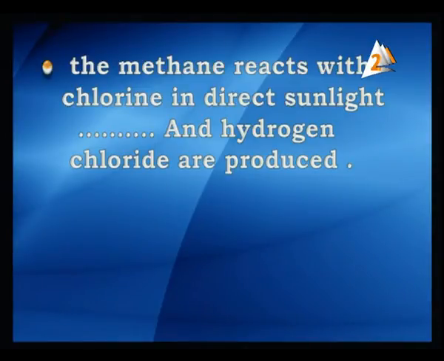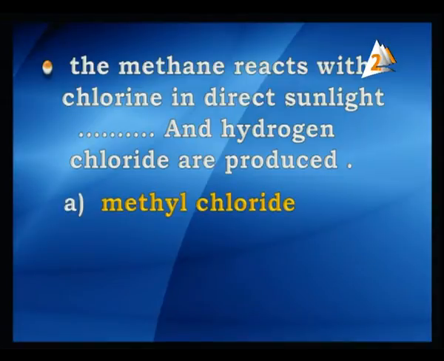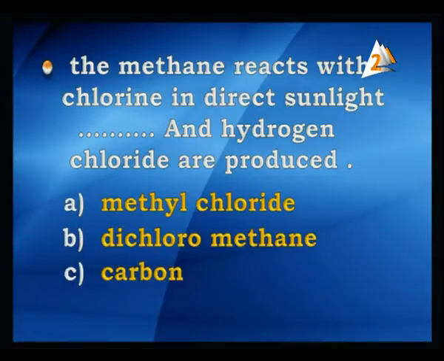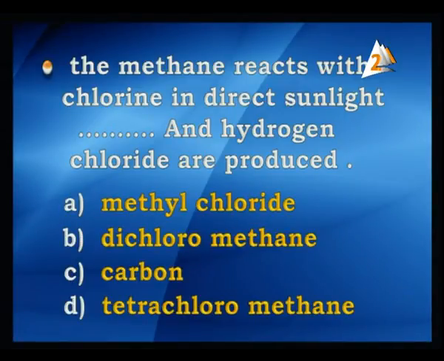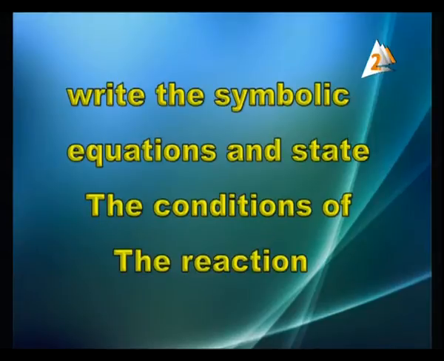So here, another one of these questions: methane reacts with chlorine in direct sunlight, and hydrogen chloride is produced along with what? Methyl chloride, dichloromethane, or tetrachloromethane. It's very easy to know this. We have the carbon molecule that is produced by this one.